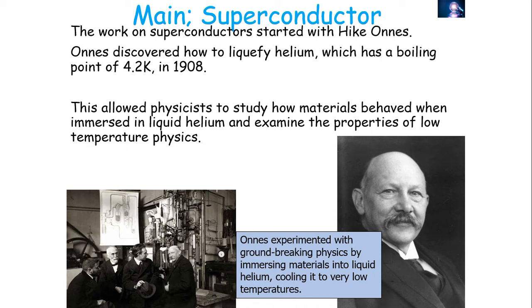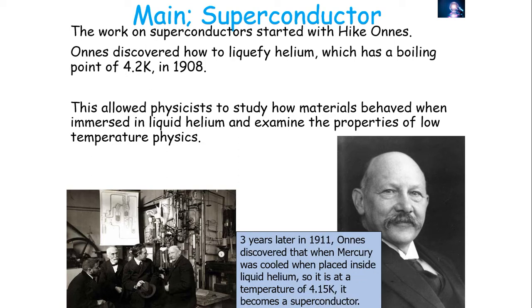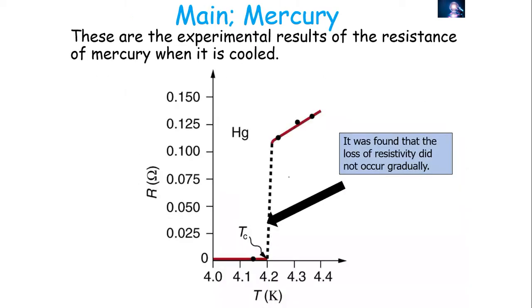So he immersed materials in liquid helium and cooled them to very low temperatures because he wanted to observe the properties of materials at these low temperatures. Now, in 1911, Onnes discovered that when mercury was cooled, when placed inside liquid helium, at a temperature of 4.15 Kelvin, it becomes a superconductor.